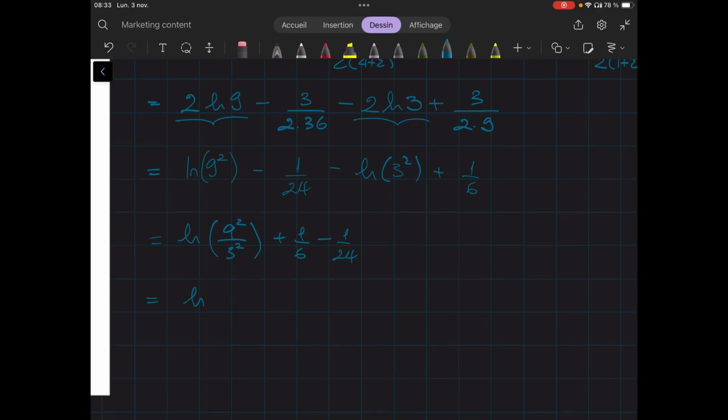Therefore, we will get ln of 9 plus 1 divided by 8 as your final answer to this question. And this is the end of survival paper A10.